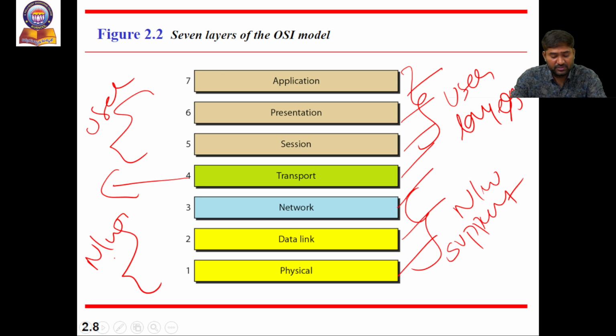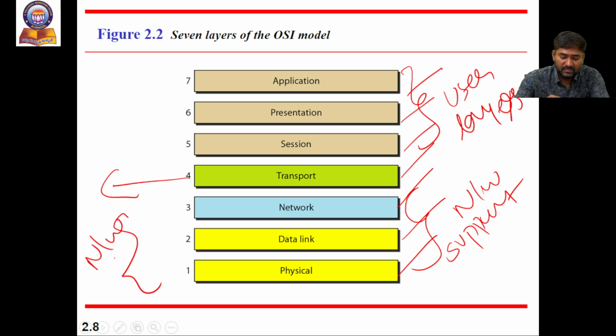Why do we name them the user support group and the network support group? The user support group means the three layers help the user, and the majority of these three layers are built by software only. Any software application like Android, Word, or Excel is built upon these three layers.